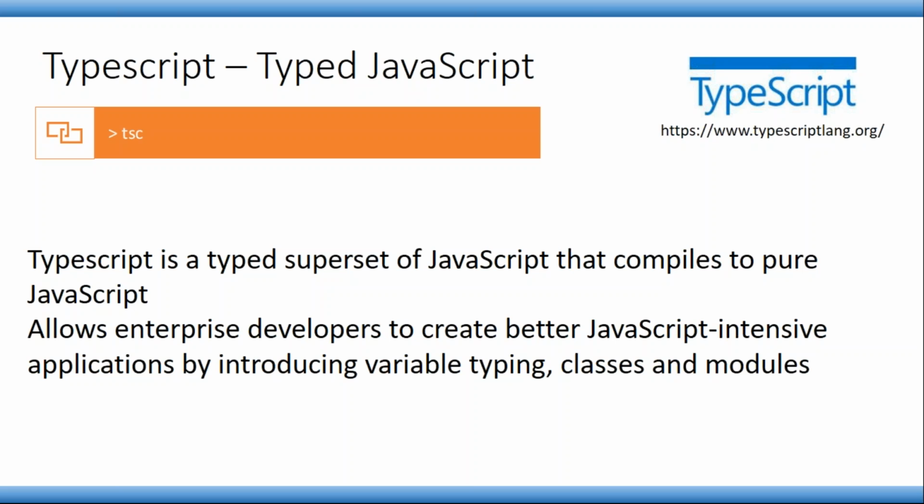It allows enterprise developers to create better JavaScript because the code is type safe. Remember, type safe means that we know what data types we are using. Therefore, there's not a lot of confusion about the type of information and data that we are manipulating inside of our software. It introduced variable typing, classes, models, and things like that.